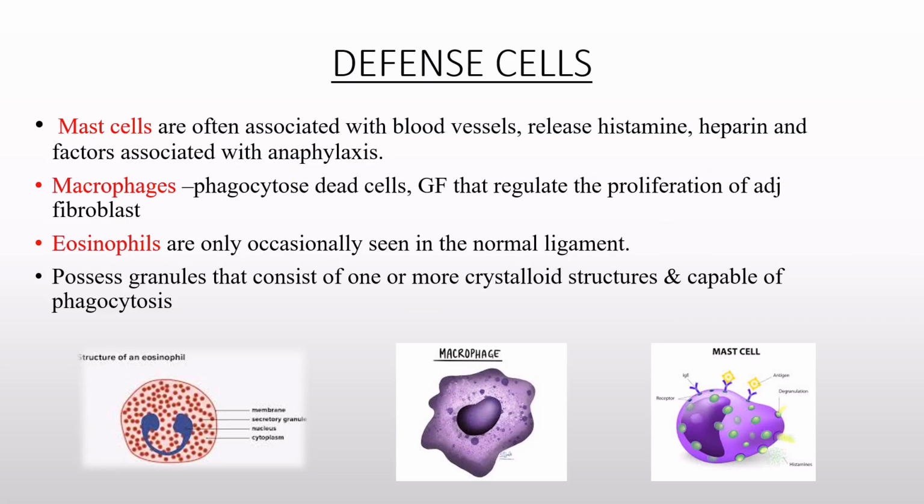Coming to the defense cells of the periodontal ligament, that includes the mast cells, macrophages, and eosinophils. The mast cells are often associated with the blood vessels, and they release histamine, heparin, and factors which are associated with anaphylaxis during hypersensitivity reactions. Macrophages can phagocytose dead cells and produce growth factors that can regulate the proliferation of adjacent fibroblasts. Eosinophils are occasionally seen in the normal ligament, and they possess granules that consist of one or more crystalloid structures, and they are capable of phagocytosis.